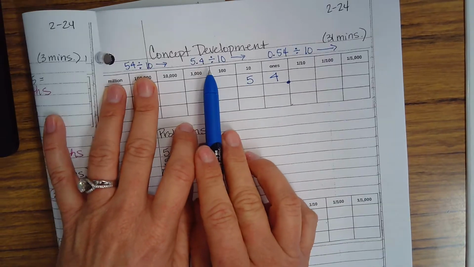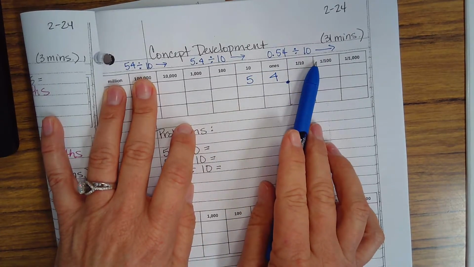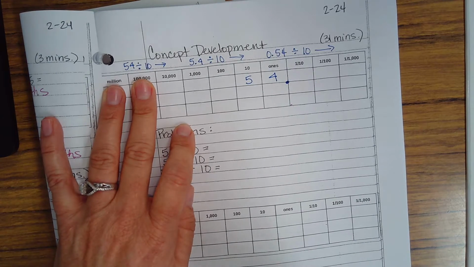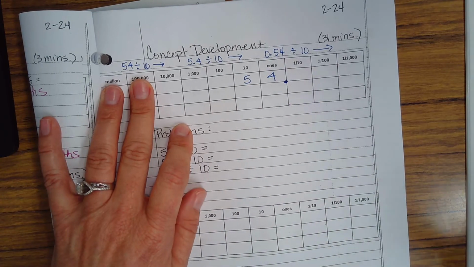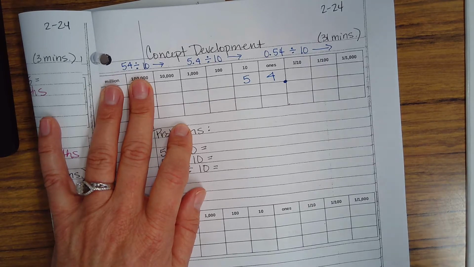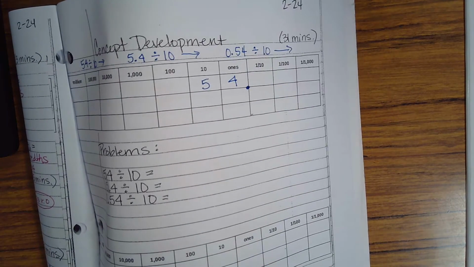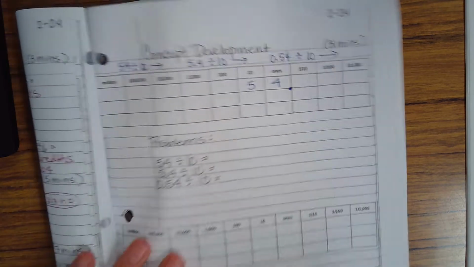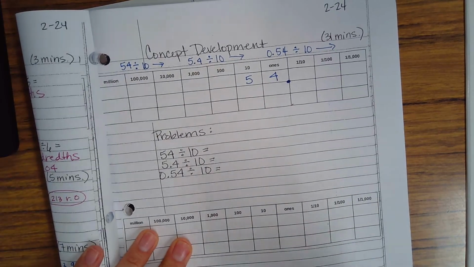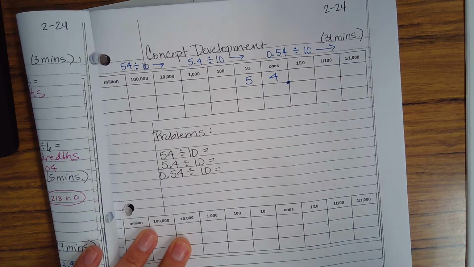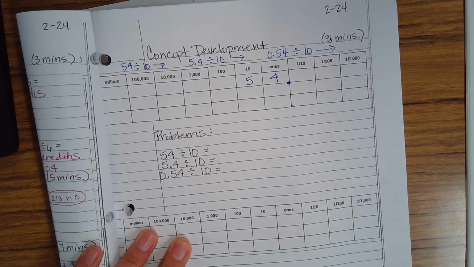Remember when we were using the place value chart and we're dividing by 10? Remember, when you're dividing, does your number actually get bigger? Smaller. You're dividing something into smaller parts, right? So does your number get bigger or smaller? Smaller. Because you're dividing something into smaller parts, right?